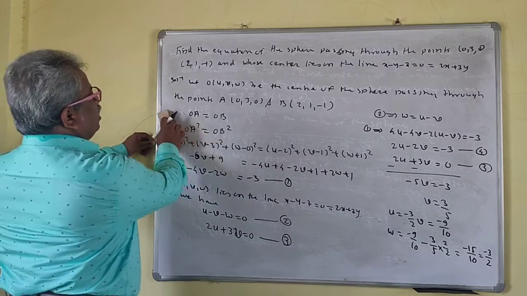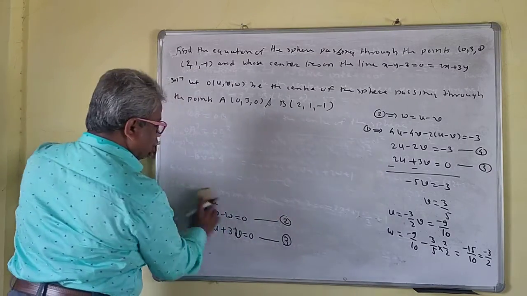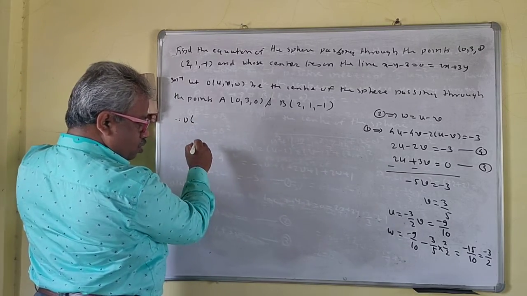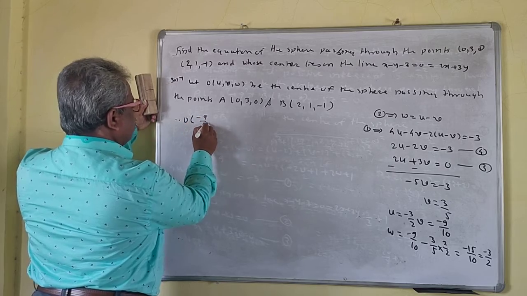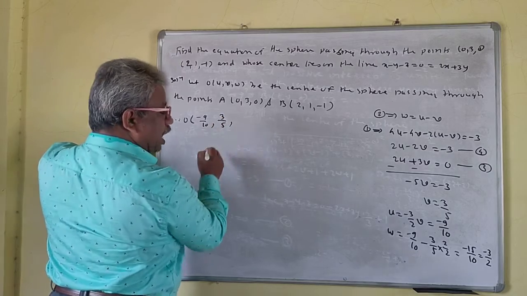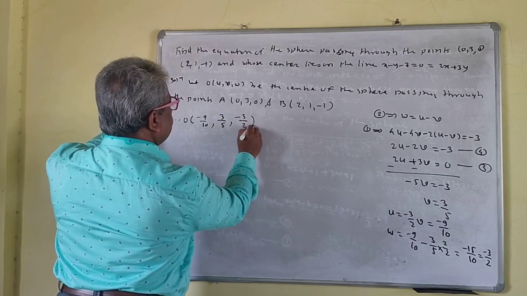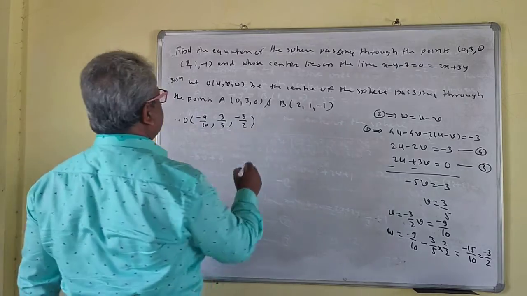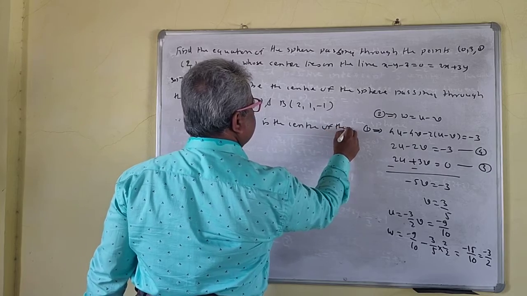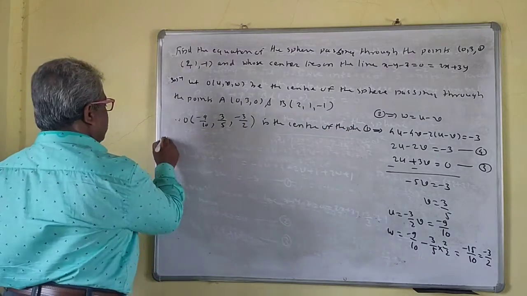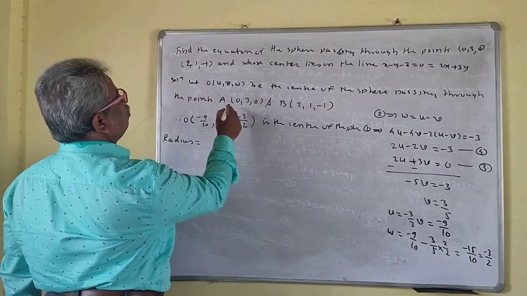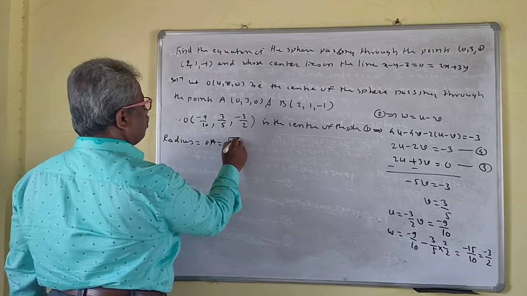Okay, so you got the center. So therefore u is minus 9 by 10, your v is 3 by 5, and this is minus 3 by 2. This is the center of the sphere. So radius, we will find the radius. We will use simply OA now.